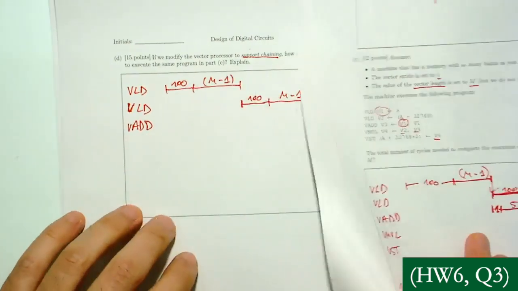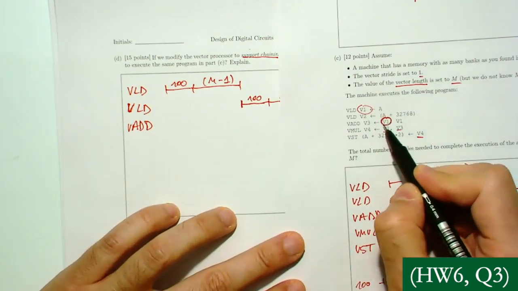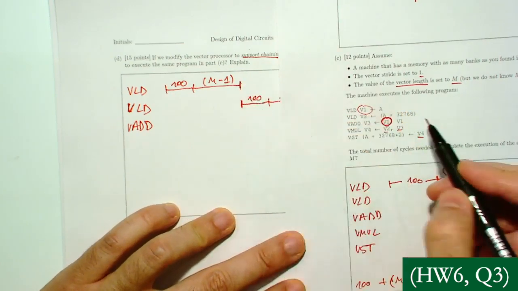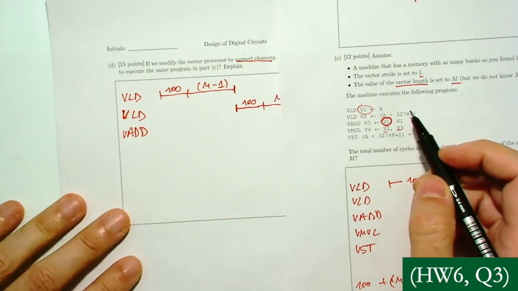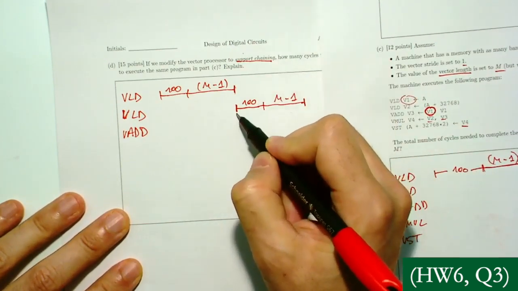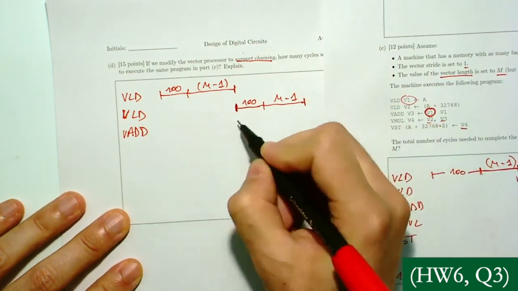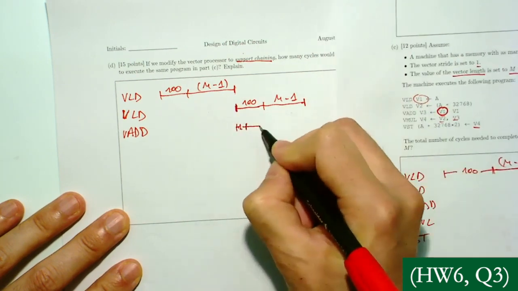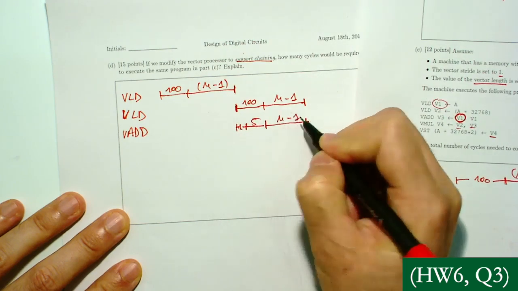Where is the add? So the add depends on B1. Depends on this. So because the processor is in order, we can only start the add after this load. So we can start again one cycle after this load. So we have 5 and n minus 1.